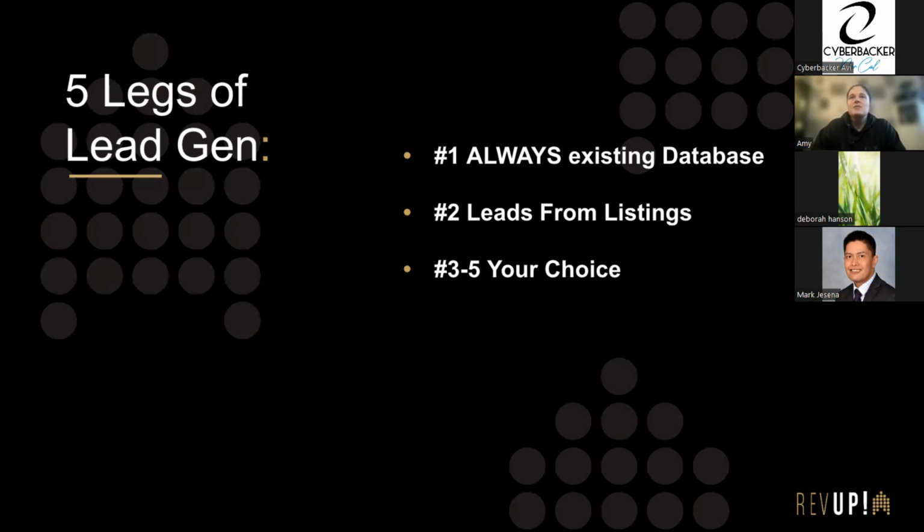Okay, so those are your first 2 legs of lead gen. We always focus on those first. We make sure that we're working the systems and processes around our database, and we've got those systems and processes to generate those leads from listings. Otherwise, we're just wasting our time. And then number 3 to 5 of lead gen, we're going to be able to pick and choose what sounds like fun to you. Okay.